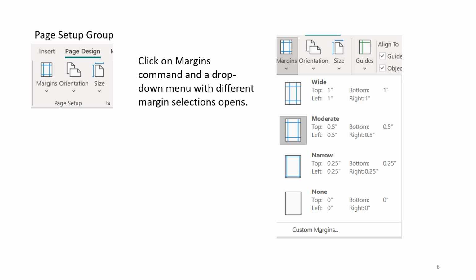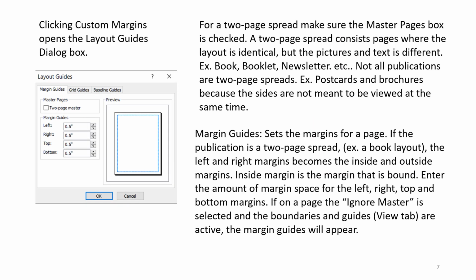Page Setup Group. Click on the Margins command and a drop-down menu with different margin selections opens. Clicking Custom Margins opens the Layout Guides dialog box. For a two-page spread, make sure the Master Pages box is checked. A two-page spread consists of pages where the layout is identical, but the pictures and text are different. Example: a book, a booklet, a newsletter, etc.